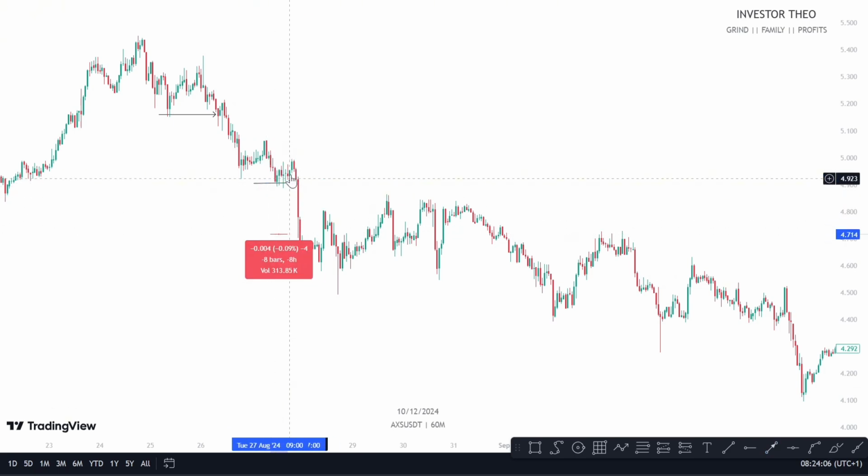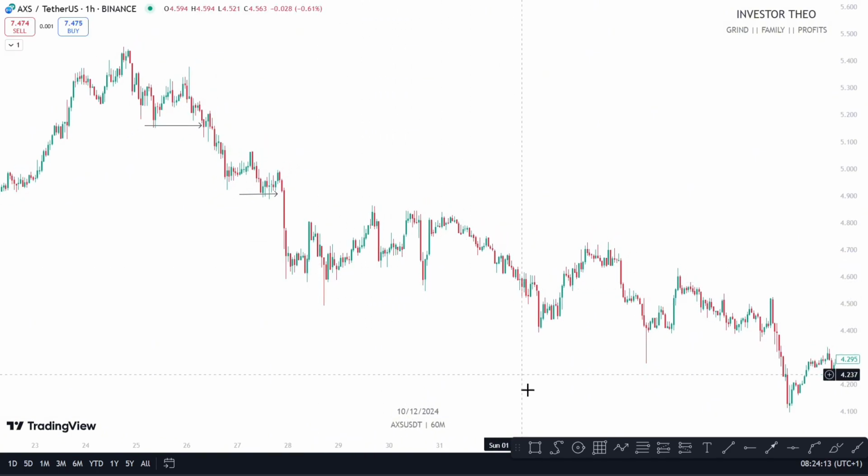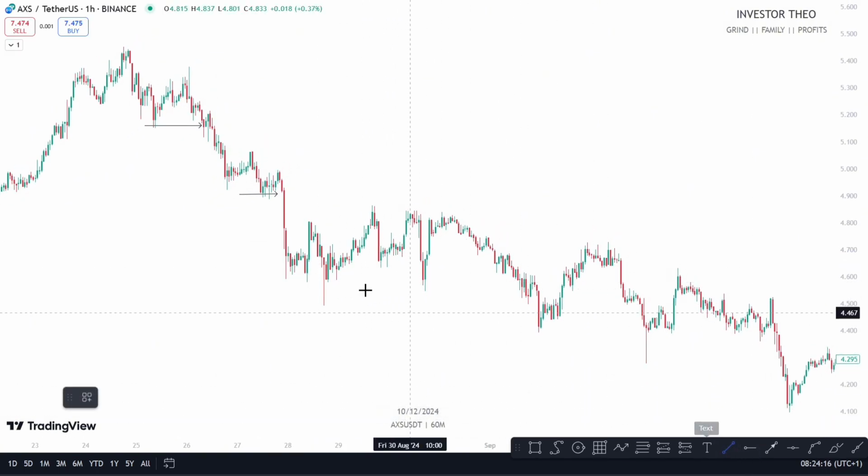This break of structure to the downside left a big fair value gap here, left another order block here to feed, which we're going to be looking into shortly. All right. So the market later on walked to this level, right?